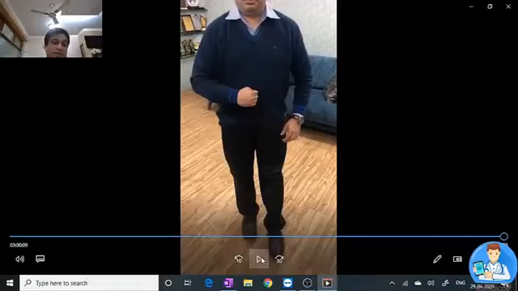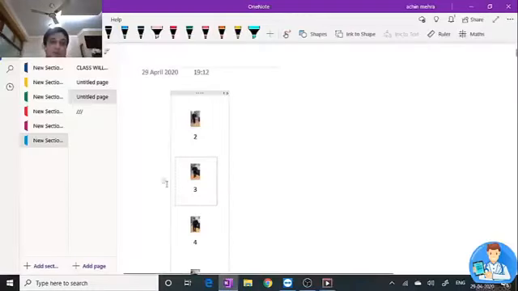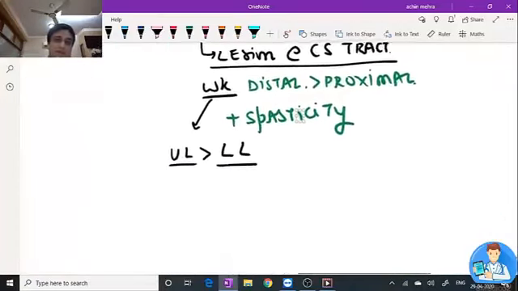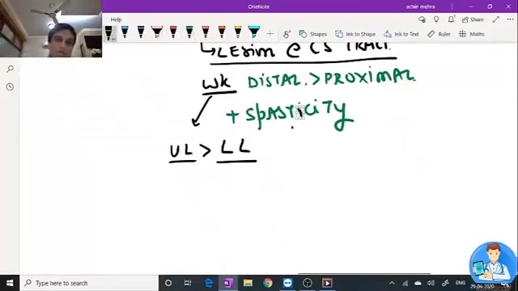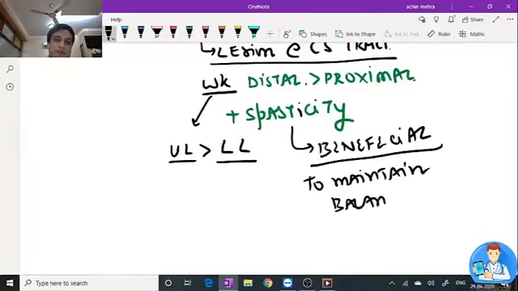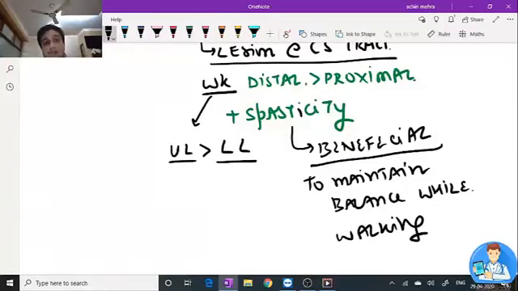Look at this. Yes. Spasticity is considered to be good. Write it down. Something which has been asked quite recently. Spasticity is considered to be something good, or rather I can use the word beneficial, to maintain balance while walking. So remember this concept. While walking, to maintain balance in a patient of circumduction gait, if they are having spasticity, it's considered to be good to maintain the balance. Okay, they will not fall down.